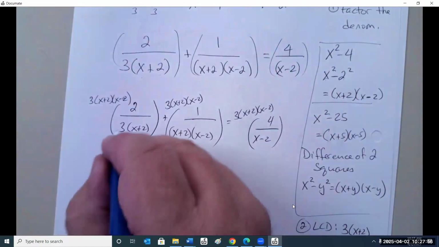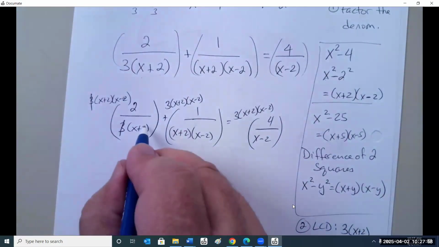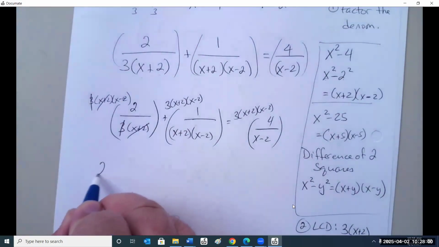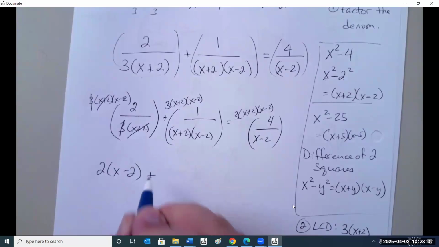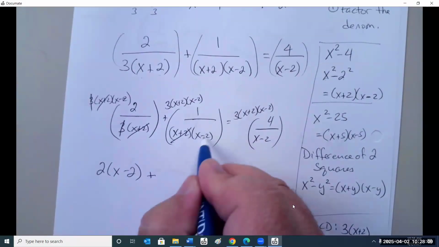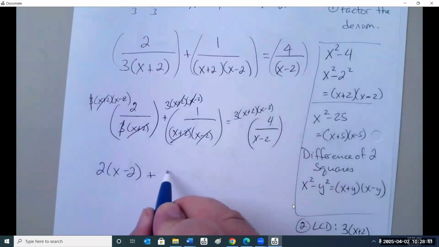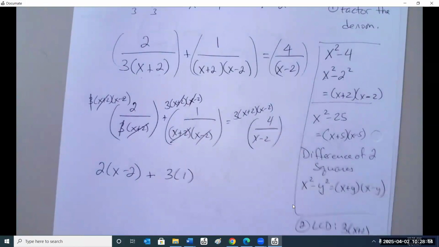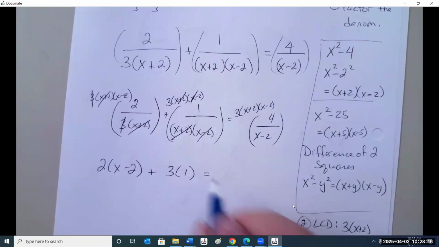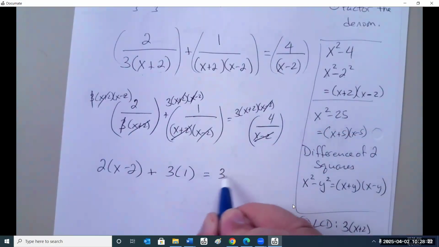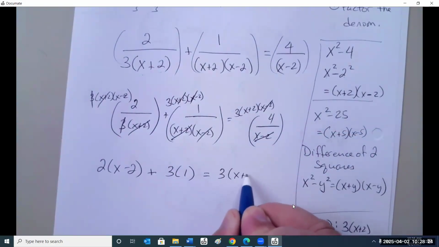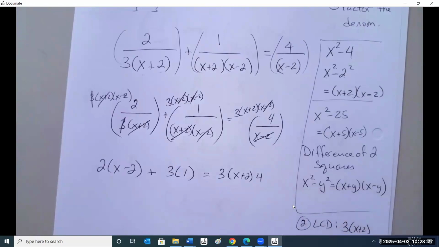In the first one, the 3's cancel and the x plus 2 cancels, so I have 2 times x minus 2. In the second one, the x plus 2 and x minus 2 cancel, so I have 3 times 1. And in the last one, the x minus 2 cancels, so I have 3 times x plus 2 times 4.